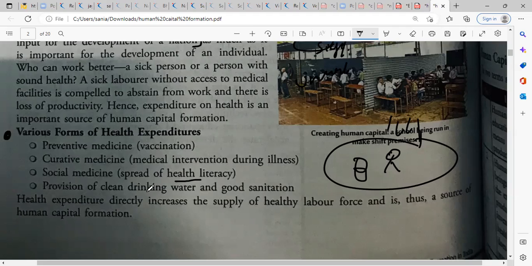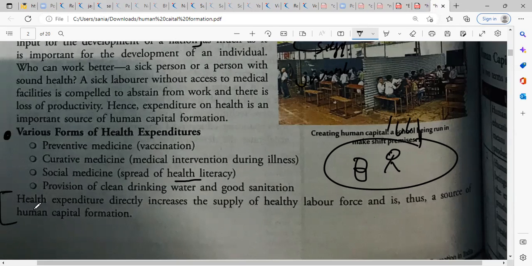Then provision of clean drinking water and good sanitation. So people should be getting clean drinking water and good sanitation. Sanitation is basically the hygiene and all that, because from unhygienic conditions only diseases come, right? So these are the sectors where you should spend your money on the health sector.